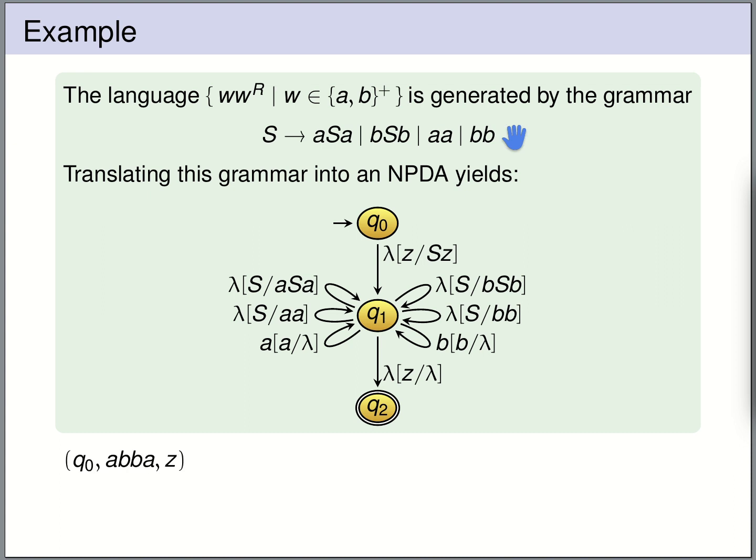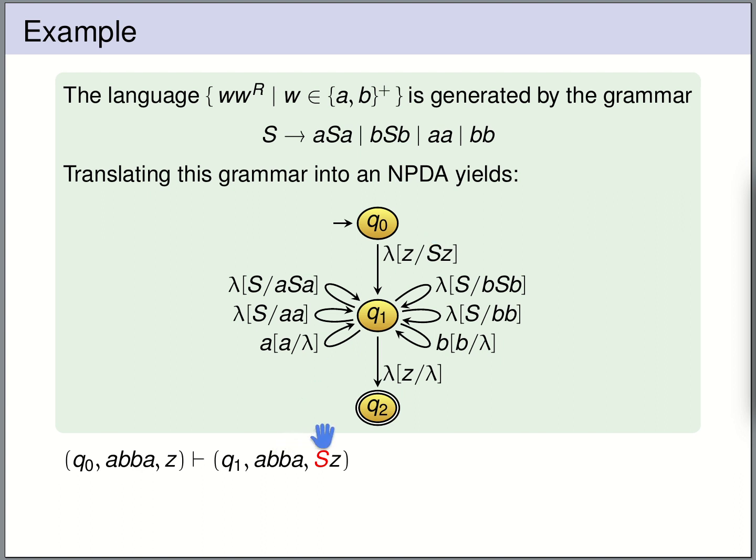Let's have a look. This grammar generates the word ABBA, so the automaton should be able to accept this word. How does the grammar generate this word? It's one application of the first rule followed by an application of the last rule. So now we start our automaton in our starting state Q0 with the input ABBA, and the stack consists just of the stack start symbol Z. So we take this transition which adds the starting variable S on top of the stack.